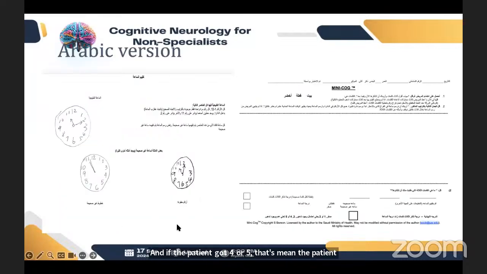And here is an example for the Arabic version. You can see here 3 clock drawings. In the first one, you can see numbers are missing, numbers 1 and 2. In the second drawing, you can see the patient didn't set the hands as requested. And for the last one, the clock looks appropriate. The hands are there, the numbers, the contour, and everything in place. So for this, the patient can get 1 score.